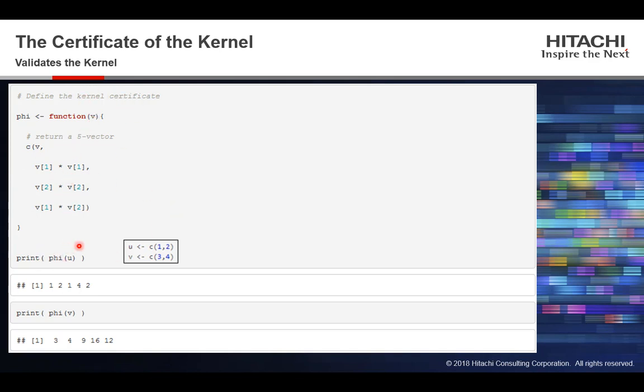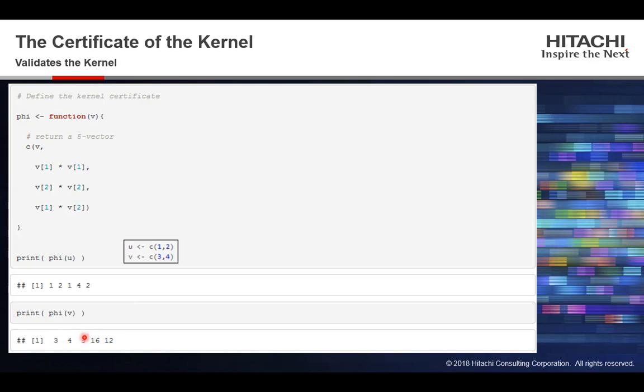So let's calculate the phi kernel certificate on the u vector, which remember is 1, 2. So I've got 1, 2 right back at me. We got the square of 1, the square of 2 is 4, and 1 times 2 is 2. So I have the 5 vector 1, 2, 1, 4, 2. That is the kernel certificate of the u vector in 5 space. Now let's calculate the phi of the v vector. The v vector was 3, 4, so I've got 3, 4 regurgitated right back at me.